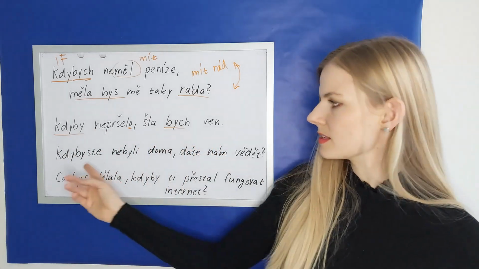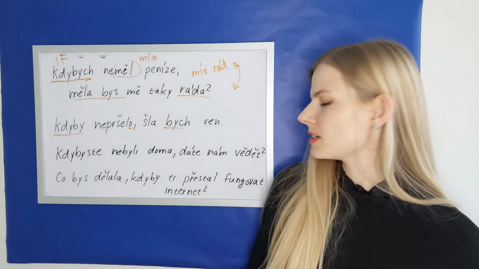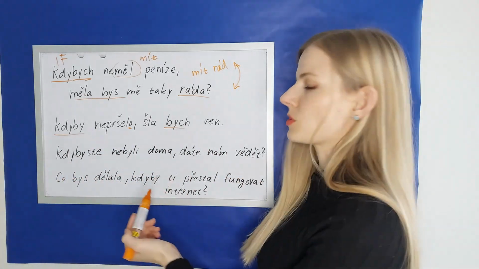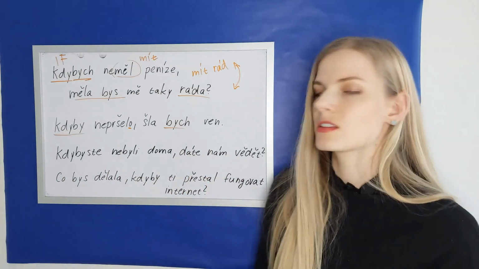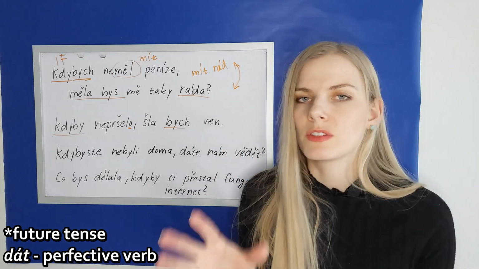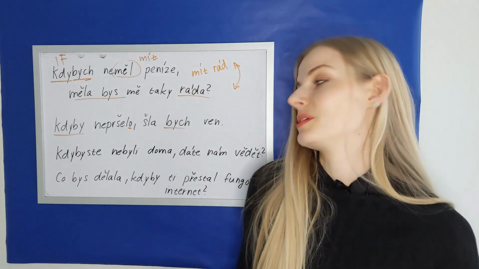Now let's see this sentence. It's a little bit different. Kdybyste nebyli doma, dáte nám vědět? Look at it and tell me what's strange about it. The strange part is the second part. Dáte nám vědět is in present tense. Now, just like in English, we don't have to have the same structure. We can mix it up. Depends how we feel about it.